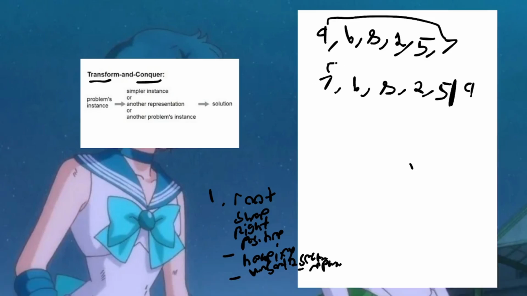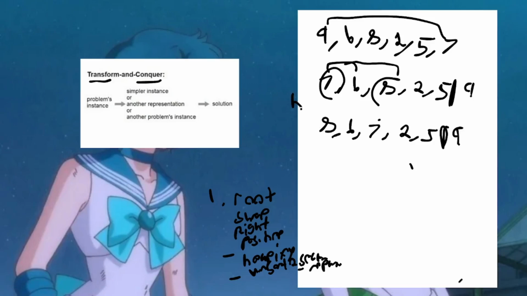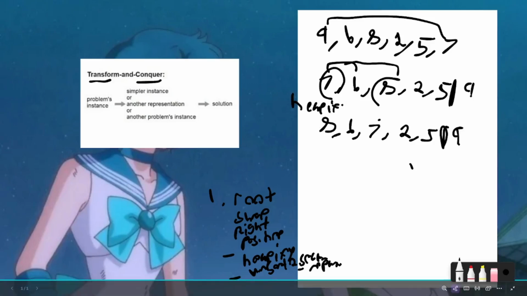So what are the children here? 6, and it's 8. So 8 is greater than 7. So swap. 8, 6, 7, 2, 5, and the 9's fine. And now we look at the 7 again. Greater, yep, we're good. Alright, so that was the heapify process we just did.